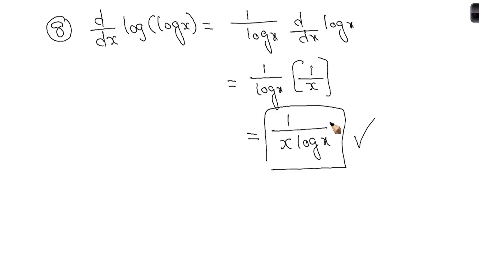1 by x times log x would be the derivative of log log x. Simple, right? Good. So log cannot be defined here. If x is less than 1, log x becomes negative. So log of a negative does not exist. That is the reason in the question he mentioned x greater than 1. That is the domain of the given function. The derivative of this function exists for x greater than 1. Okay, that is what is mentioned in the question.